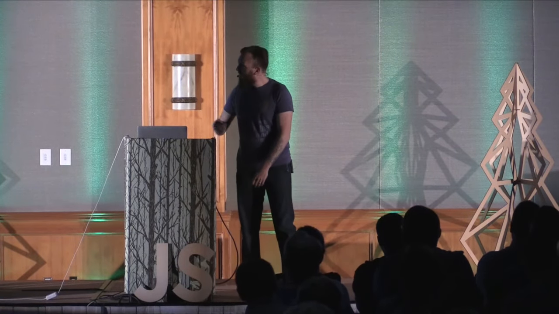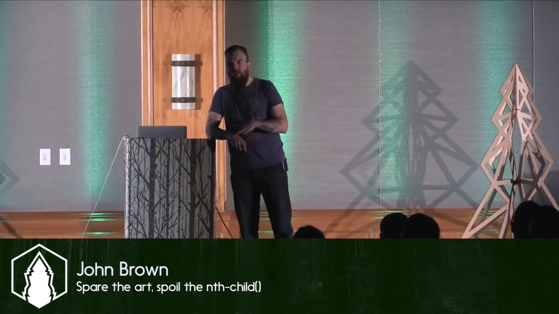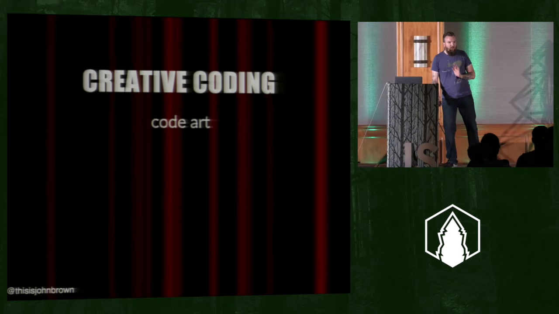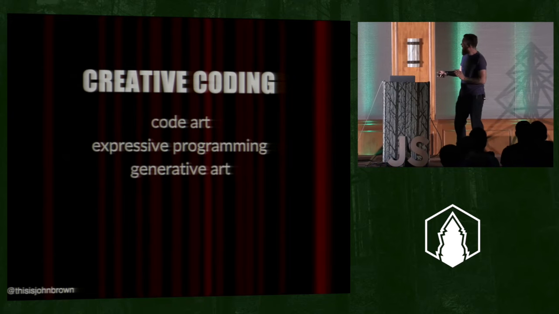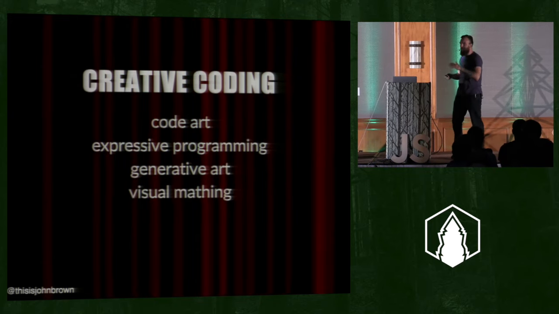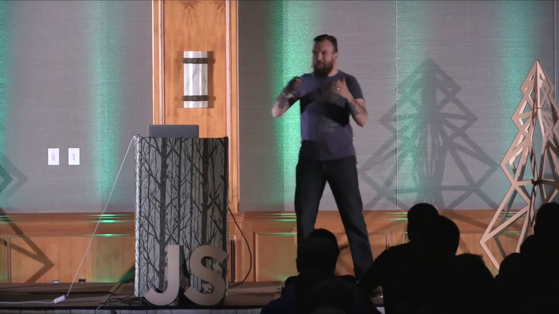And I'm here to talk to you guys about art and sort of my journey through CSS art, which I've taken relatively recently. So what we're going to do today is talk about creative coding. This goes by a lot of different names: creative coding, code art, expressive programming, generative art, visual mathing. Basically, it's the idea of making art with code using math, and it's sort of becoming really a new field in CSS. And so I'm really excited to talk to you guys about this.